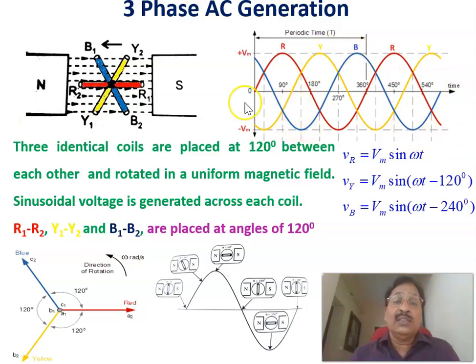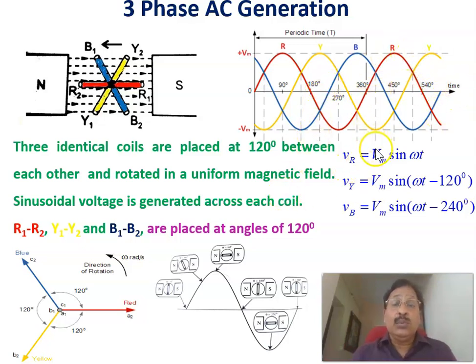Therefore, when the three windings R1, R2, Y1, Y2 and B1, B2 are separated by 120 degrees and made to rotate in a uniform magnetic field, three phase voltages are generated, that is the red phase, Y phase and B phase. Three sinusoidal phase voltages are being generated.